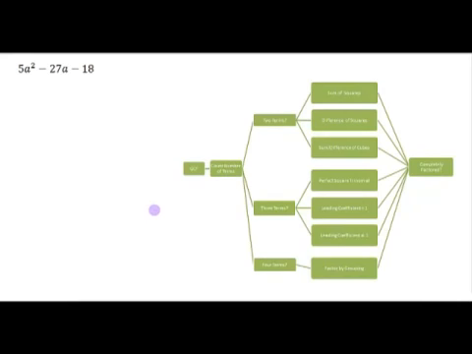5a squared minus 27a minus 18. First, let's check for a greatest common factor. We don't have one, so we count the number of terms. We have 3 terms here, so we check to see first, is it a perfect square trinomial? It's definitely not. The leading coefficient is not 1, so we're going to do a reverse FOIL method. Go ahead and set your parentheses down. Let's try breaking up 5a squared as 5a and a. It's the only way to break that up.